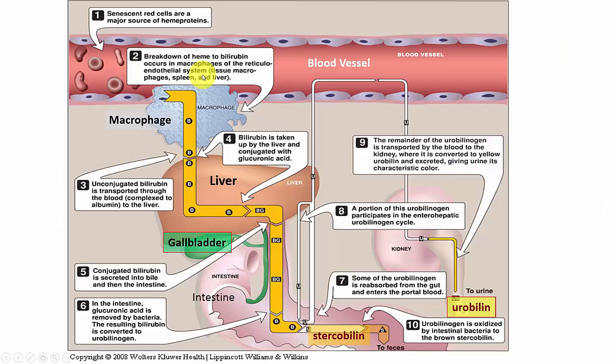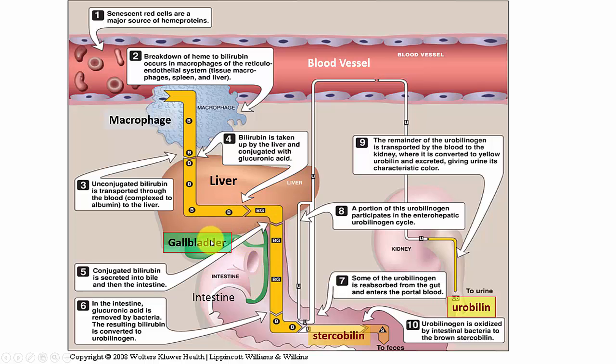This is an overview of heme degradation. When the red blood cells die, they're taken up by tissue macrophages in the spleen and liver, and these macrophages then degrade the globin part and the heme, and they release it as bilirubin. Then the bilirubin is transported to the liver bound to albumin. So it's transported unconjugated, just bound to albumin. Once it gets to the liver, it's taken up by the liver and conjugated with glucuronic acid.